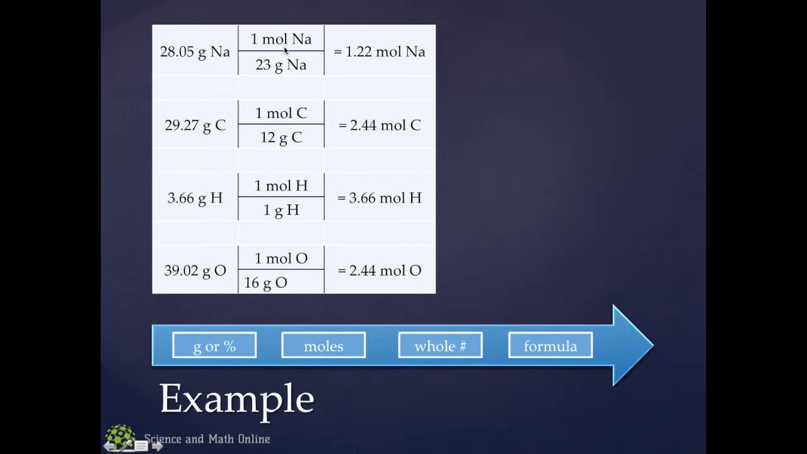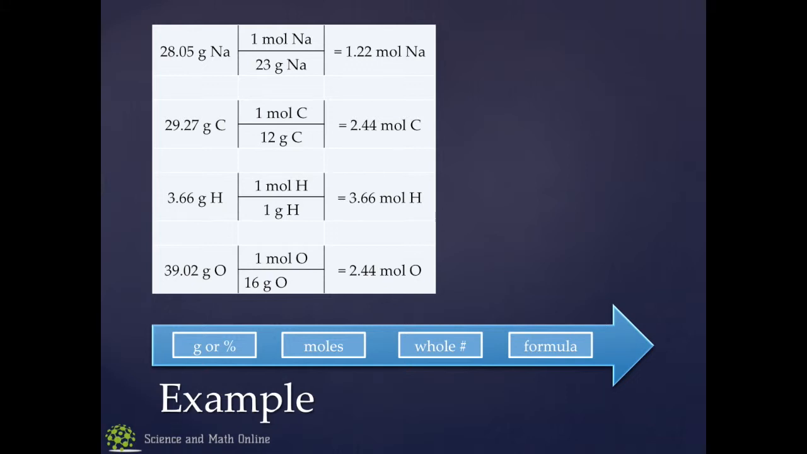So this is just good old practice for doing mole conversions. All right, so we get these numbers. Now, I can't use these numbers to write my formula. I can't say Na1.22, C2.44. I can't do that because it doesn't work. Our formula is always written in terms of whole numbers. So we need to convert these into whole numbers somehow.